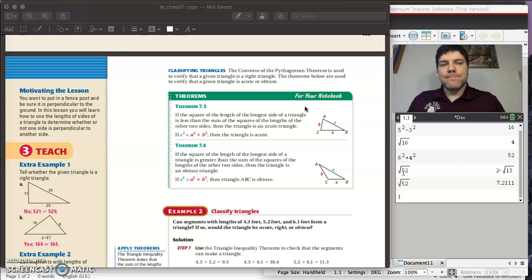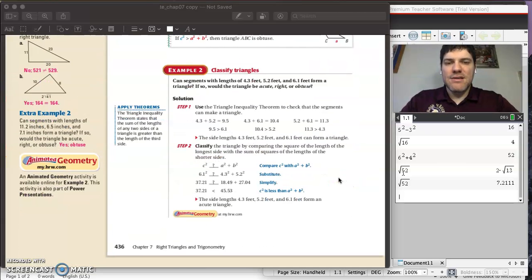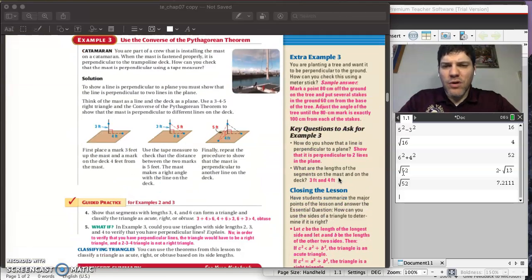Now on the flip side, if we have the hypotenuse as larger than the sum of a squared plus b squared, so c squared is larger than that, we have an obtuse angle. So those are the two special cases. Here's an example. You can pause it and look at it if you want to. We'll go ahead and move down.